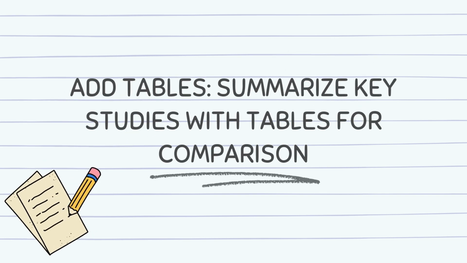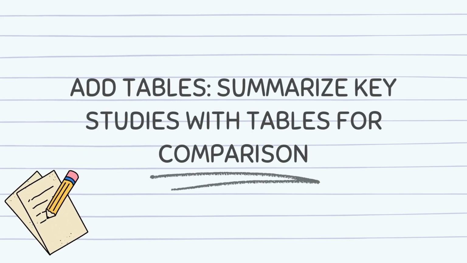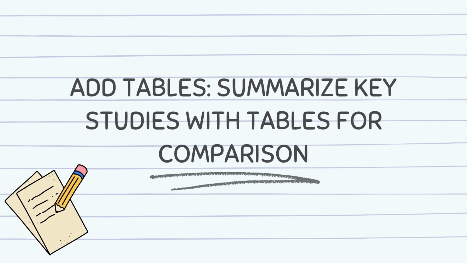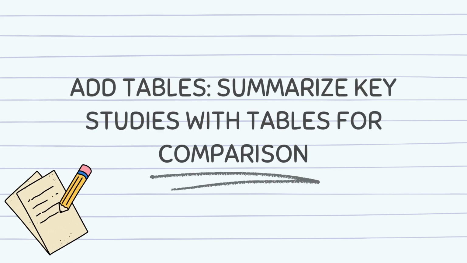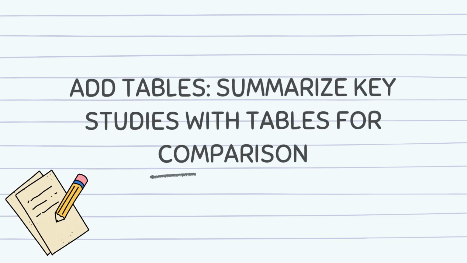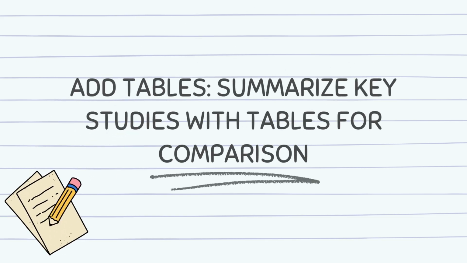Best practices for using tables. In Chapter 2, use concise and clear language. Avoid long sentences and keep entries brief. Ensure proper citation. Each study must be properly referenced to avoid plagiarism. Group similar studies together. Organize tables based on themes, theories, or variables. Highlight research gaps. Identify areas where further studies are needed.